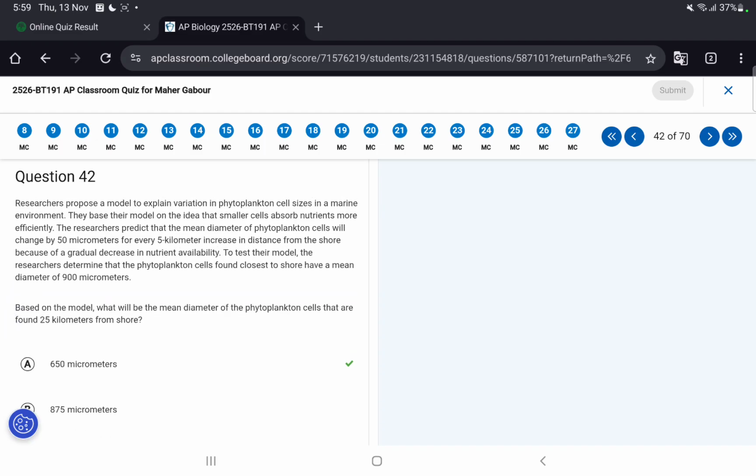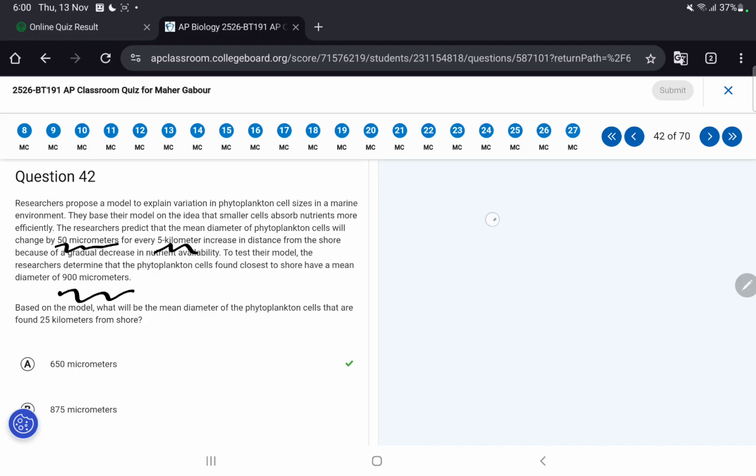I solved this last time. Basically, they're telling you that for every 5 kilometer increase in the distance from the shore, the radius of the cell decreases by 50 micrometers. So the diameter decreases by 50 micrometers for every 5 kilometer increase in the distance. If the diameter was 900 micrometers, what would happen if I move 25 kilometers?